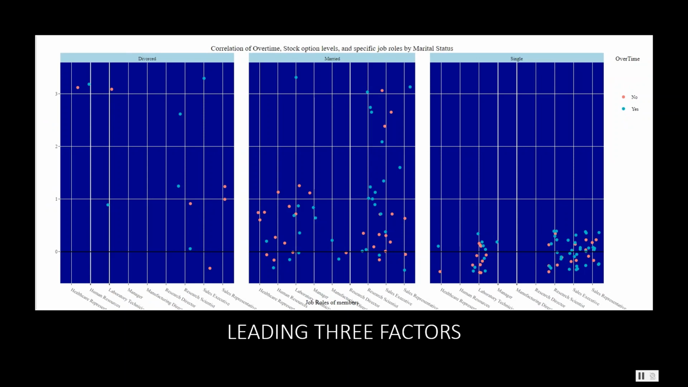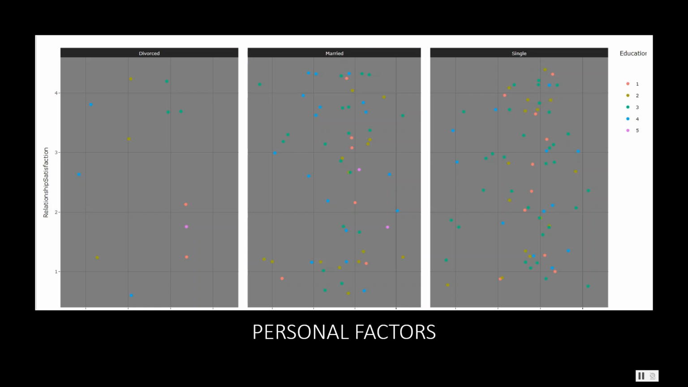Here, I wanted to key in on those leading 3 factors again and relate them to marital status and job roles, comparing that with overtime. What I found was that the divorced members seemed to stay with the company the longest, and single members who worked in sales or as laboratory technicians seem to leave or retire in far greater numbers than others.